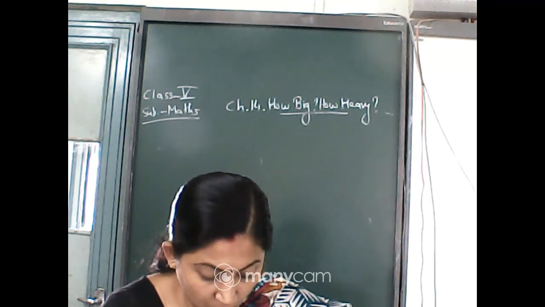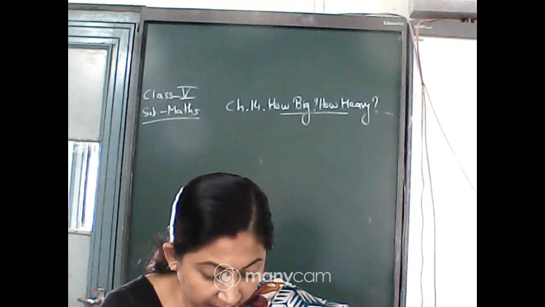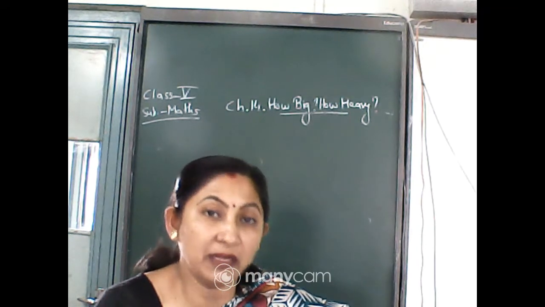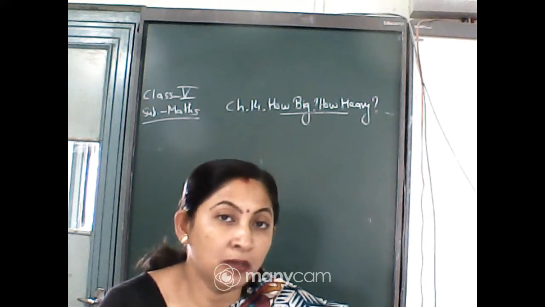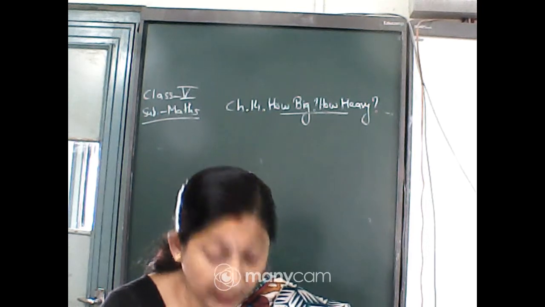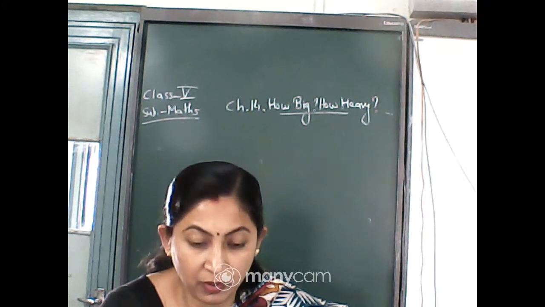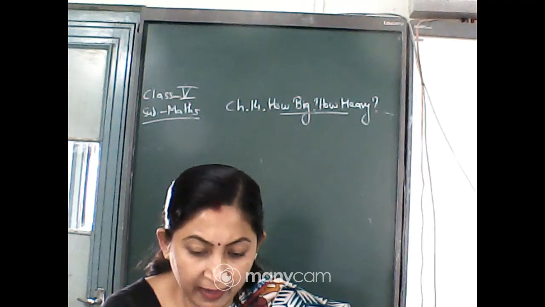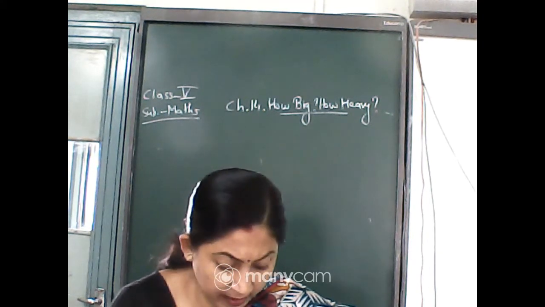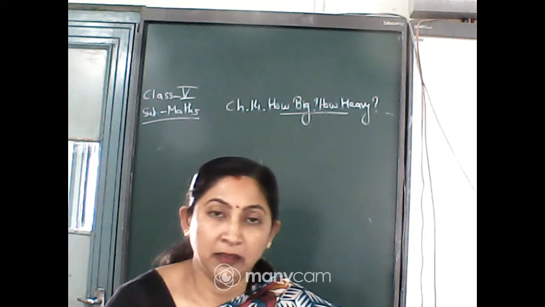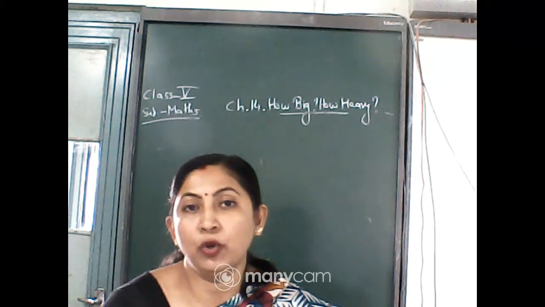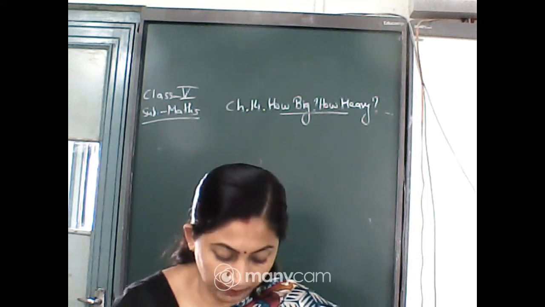Now, come to the next one. First guess, and then use your measuring bottle to find out the volume in milliliters of some other things. Take some other things also and find out the volume in milliliters. Clear? You can take things like the volume of the pencil box or the volume of your eraser.